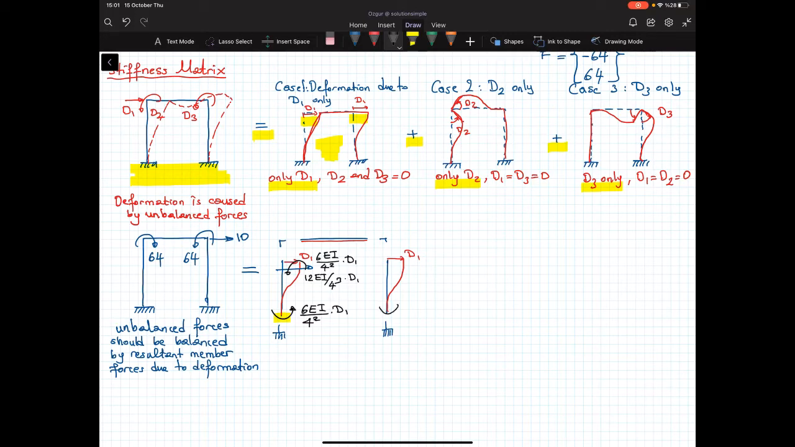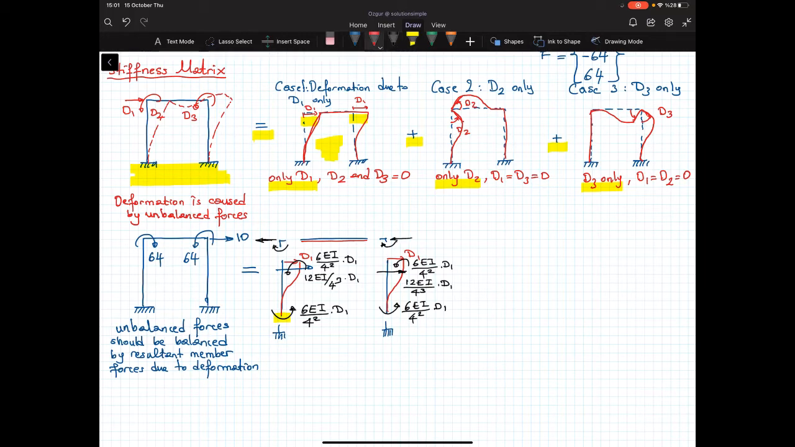Let's do the same thing here. 6 EI over 4 squared times D1, and the shear force is 12 EI divided by 4 cubed times D1. So transfer these forces to the nodes. So I have this moment here, this shear force here, likewise a moment here, and a shear force here.